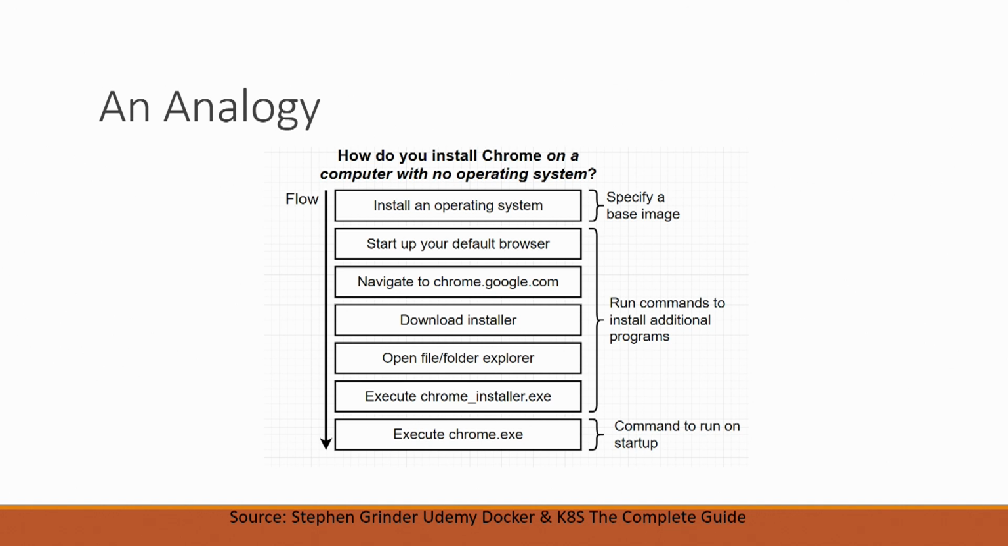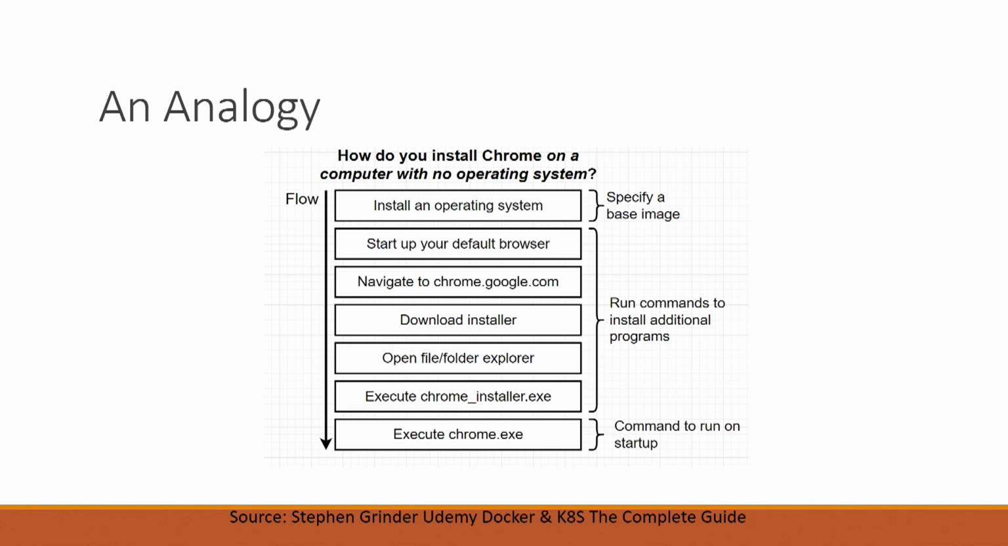So we can use that same analogy in building an application for a Docker image. The first thing you do if you want to install Chrome is to install an operating system. It can be Windows, it can be Linux, it can be Mac OS. So you can see you specify a base image, which is your operating system. In our Dockerfiles too, we'll be specifying a base image which we use for an application.